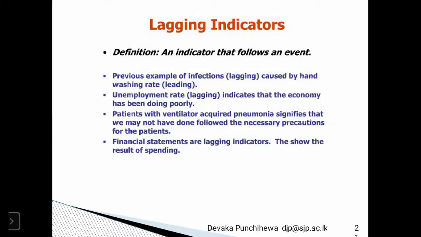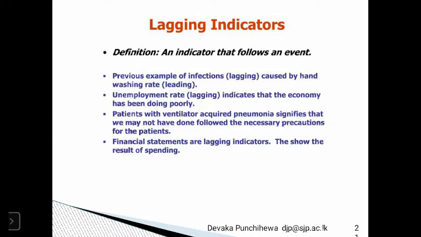So infection is the lagging indicator and the washing rate is the leading indicator, right? Because that is what we can change. When we wash our hands, when we wear our face masks and so on, that is the leading indicator, and we can decrease the infection, the lagging indicator, right?